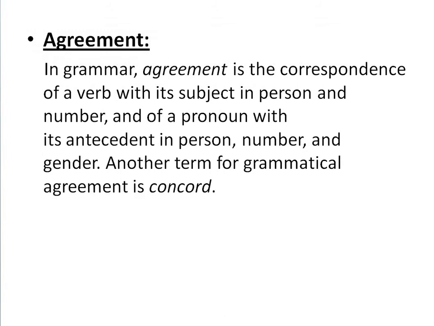In grammar, agreement is the correspondence of a verb with its subject in person and number, and of a pronoun with its antecedent in person, number, and gender. Another term for grammatical agreement is concord. So, in grammar, what is agreement? Agreement means there must be correspondence of a verb with its subject.